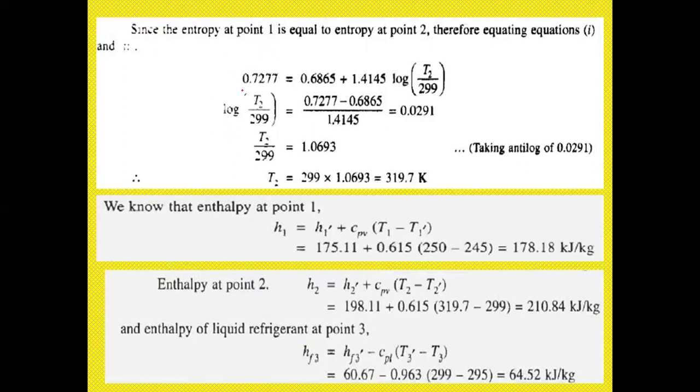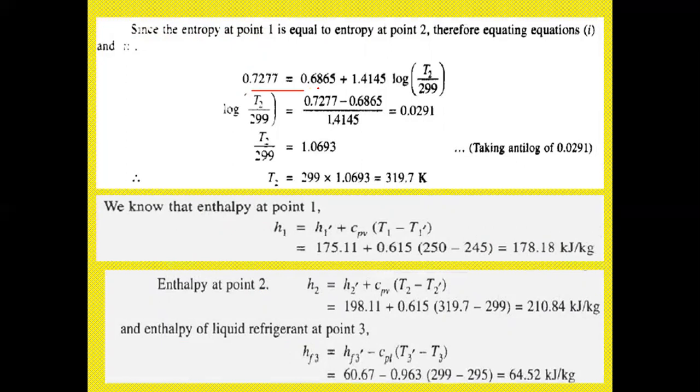therefore 0.7277 is equal to 0.666 plus 1.145 log T2 by 299. T2 by 299.